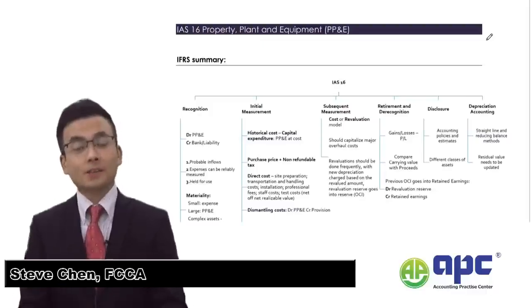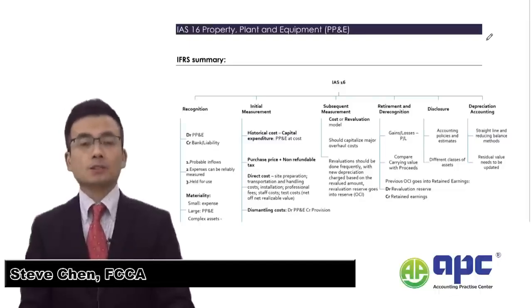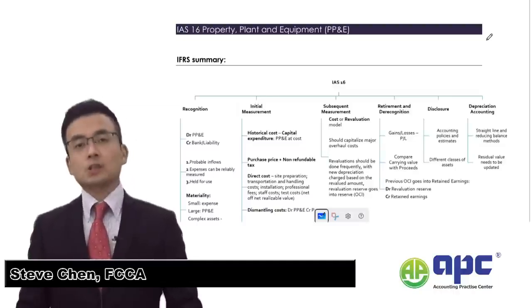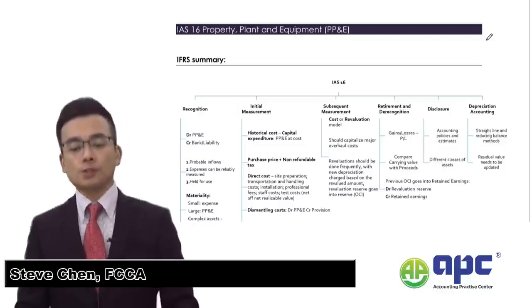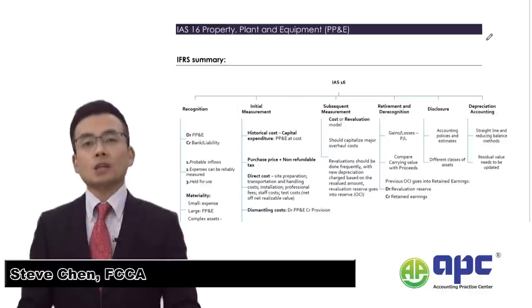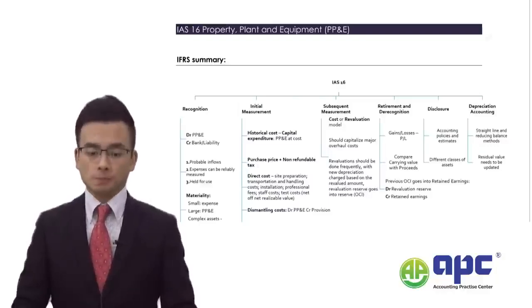Welcome back. Now let's look at IAS 16, Property, Plant and Equipment, or PP&E. Property is what we're referring to as the land and building. The plant is the factory, and the equipment is the computer and other equipment that we use in our production processes or perhaps for administrative purposes.